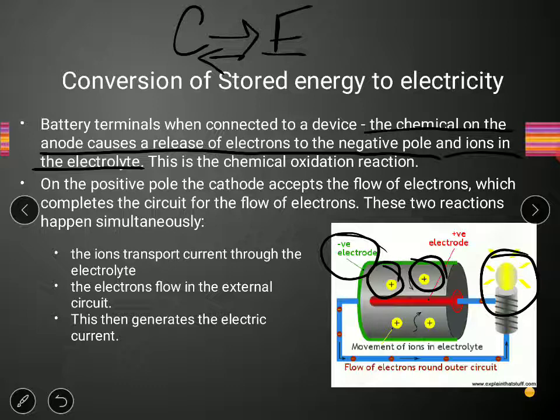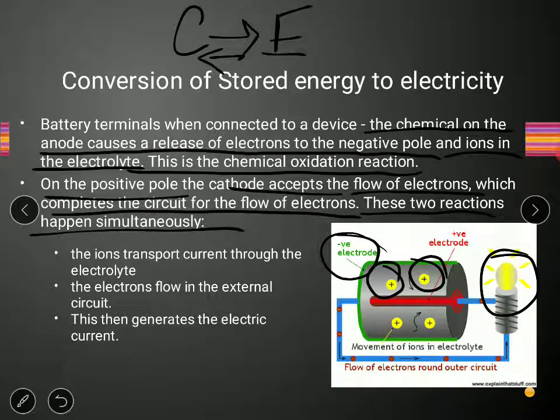So ion is also basically nothing but an energy carrier or charge carrier. So this is the chemical oxidation reaction which we have studied. What happens on the positive pole? The cathode will accept the flow of electrons, and in between we have connected the bulb. So basically this will complete the circuit for the flow of electrons. Now these two reactions happen simultaneously.